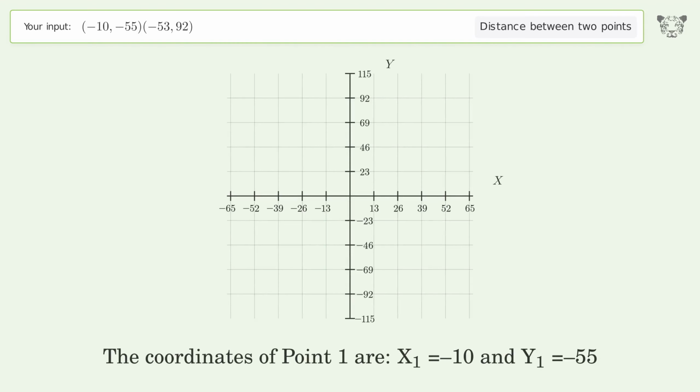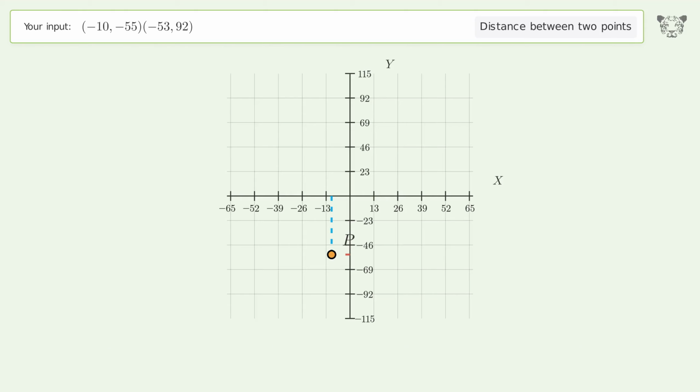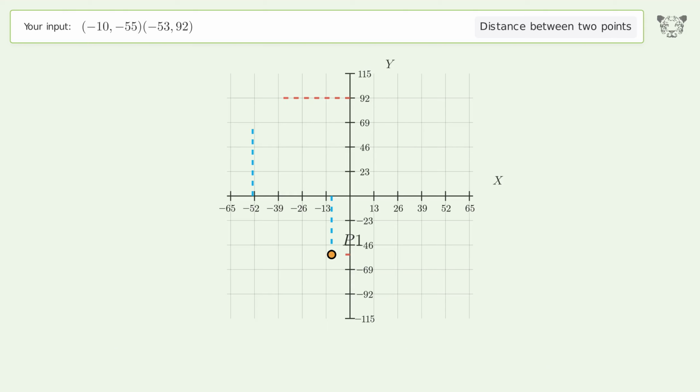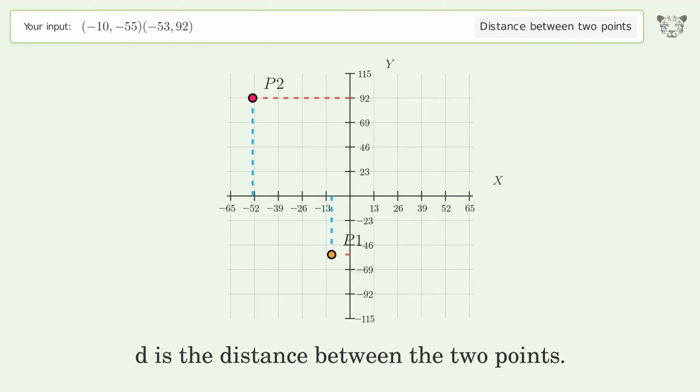The coordinates of point 1 are x1 equals -10 and y1 equals -55. The coordinates of point 2 are x2 equals -53 and y2 equals 92. D is the distance between the 2 points.